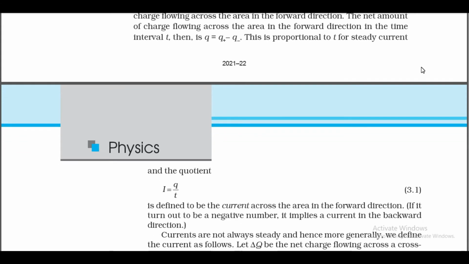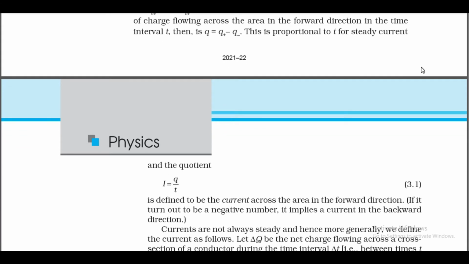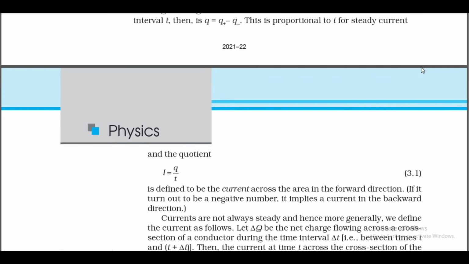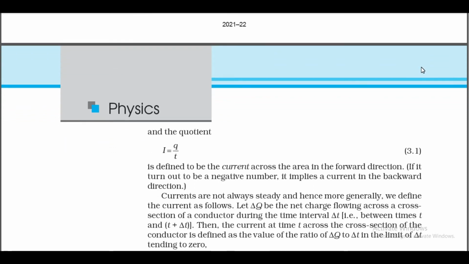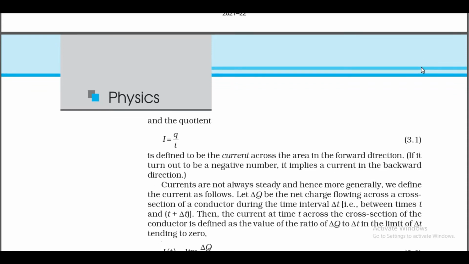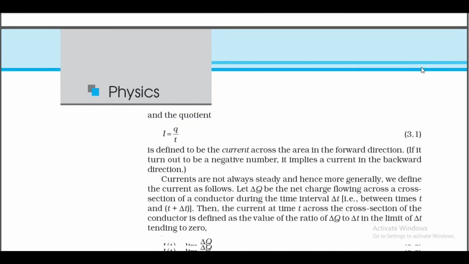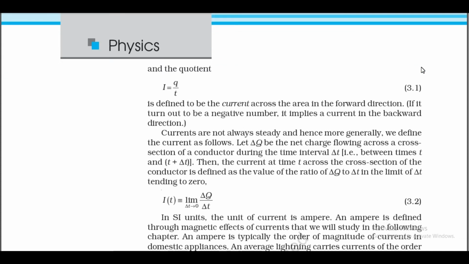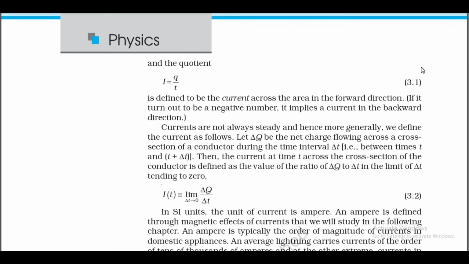This is proportional to t for steady current, and the quotient I equals q divided by t is defined as the current across the area in the forward direction. If it turns out to be a negative number, it implies a current in the backward direction. Currents are not always steady, and hence more generally we define the current as follows.